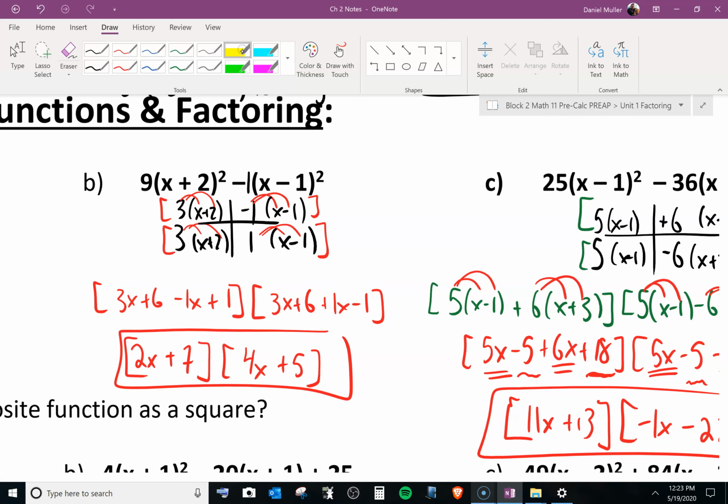Again, there's not much to this. 9 was just 3 and 3. -1 was -1 and +1. Then I just wrote, because it's x plus 2 squared, I wrote x plus 2 and x plus 2, x minus 1, x minus 1, and then that's factored. So I just brought in the 3's, brought in the -1, brought in the 1, and then added like terms. So if you defreeze it here to copy it down, you can go ahead and do that.